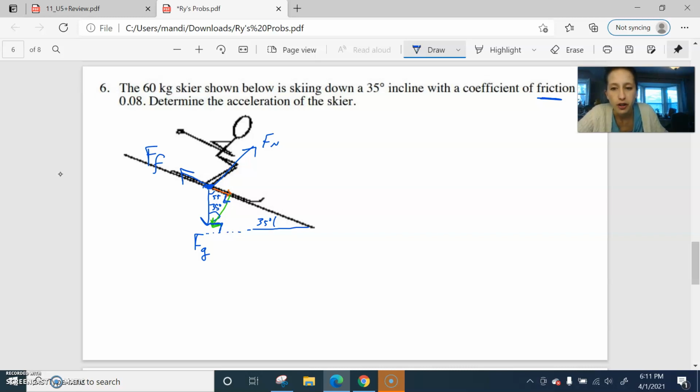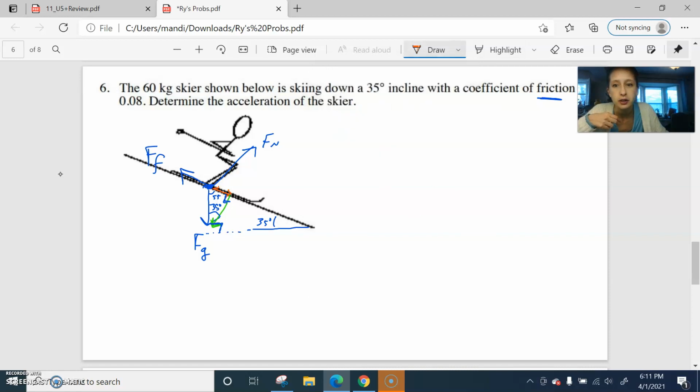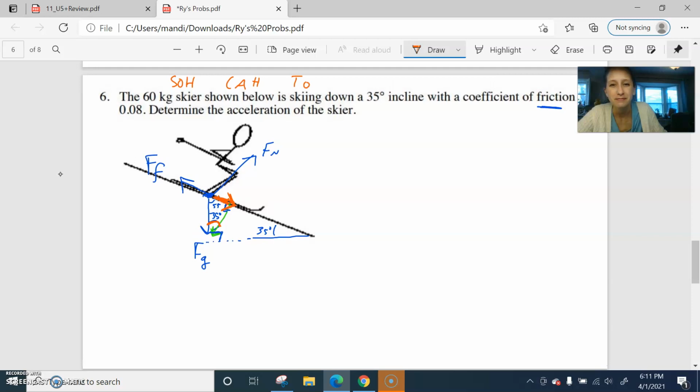We need to figure out which part of this gravity is taking us down the hill. And to me, it was taking us down. That's the orange part of the triangle. That's this part. That's what's going down the hill. And that is opposite this 35 degree angle. So when I think angles, I'm thinking SOH CAH TOA, which means, you're probably like, what does that mean?